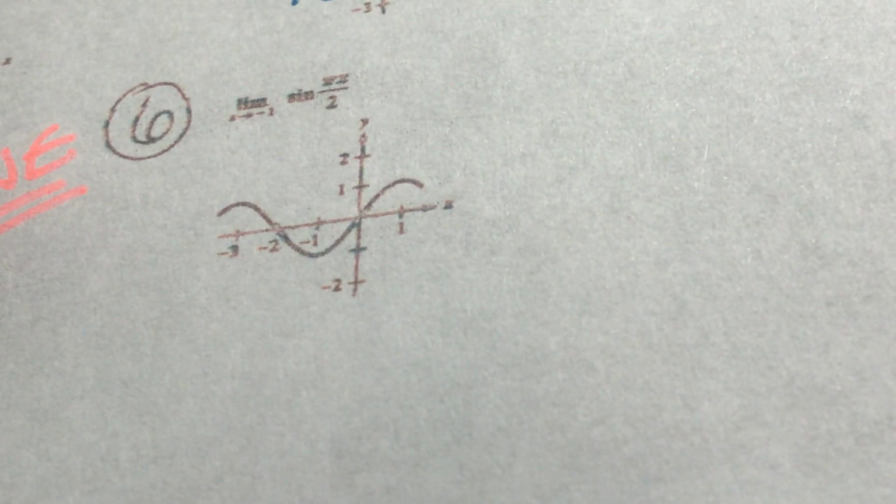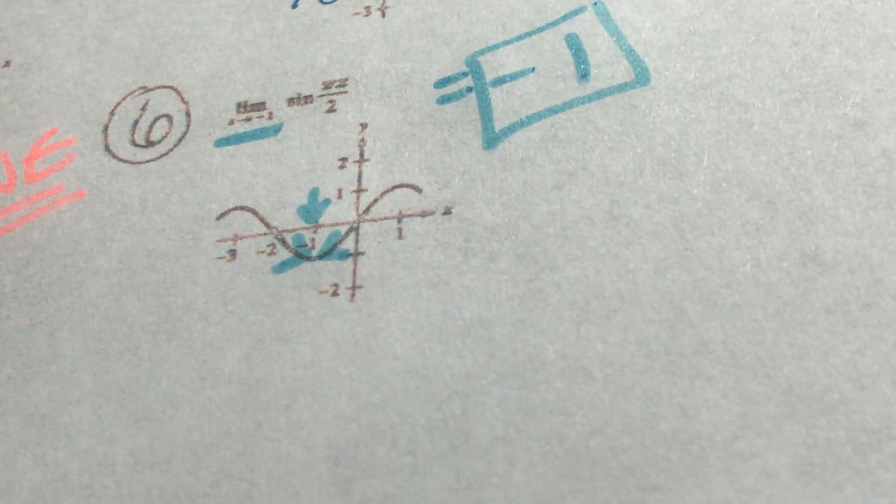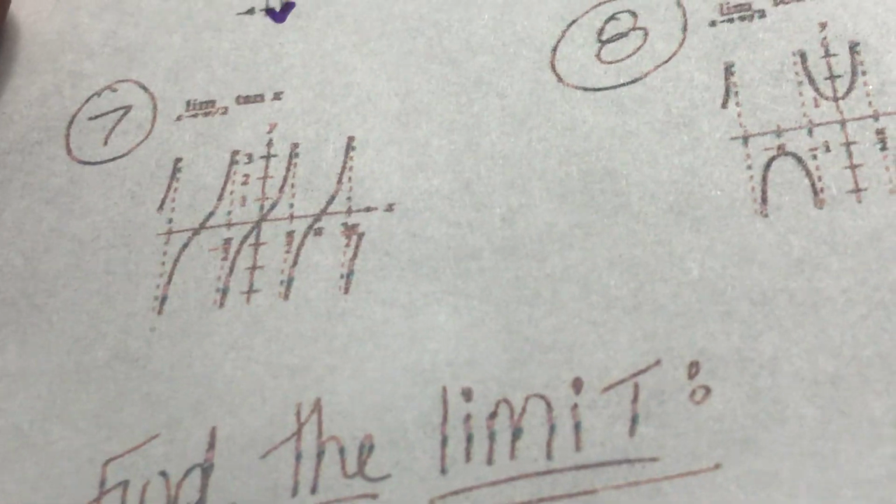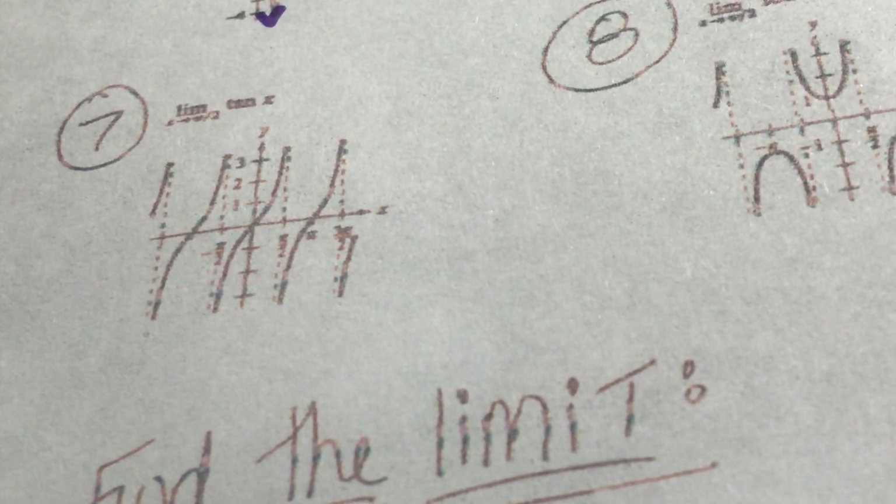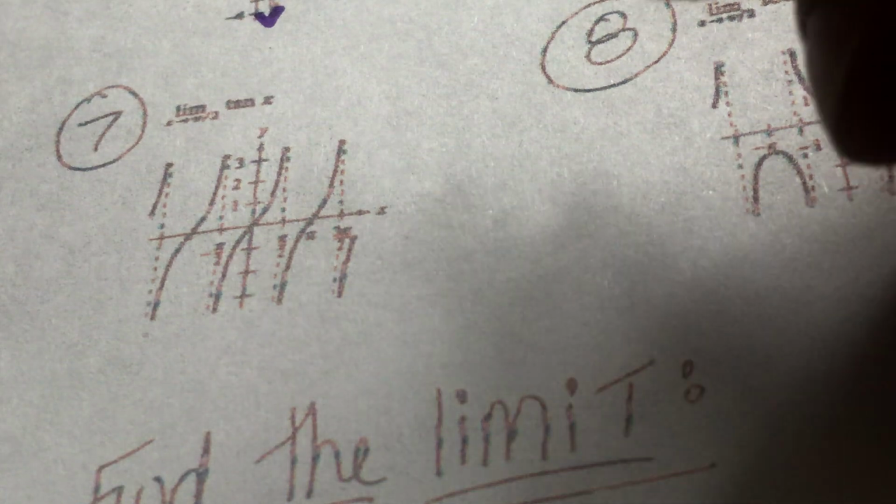Number 6. Number 6 says the limit as x approaches -1. -1 is right there. So as it comes from the left and as it comes from the right, it is going to the same y value. That y value is -1. It's almost too easy, right? Almost too easy. All right, this one, number 7, the limit as x approaches pi over 2.